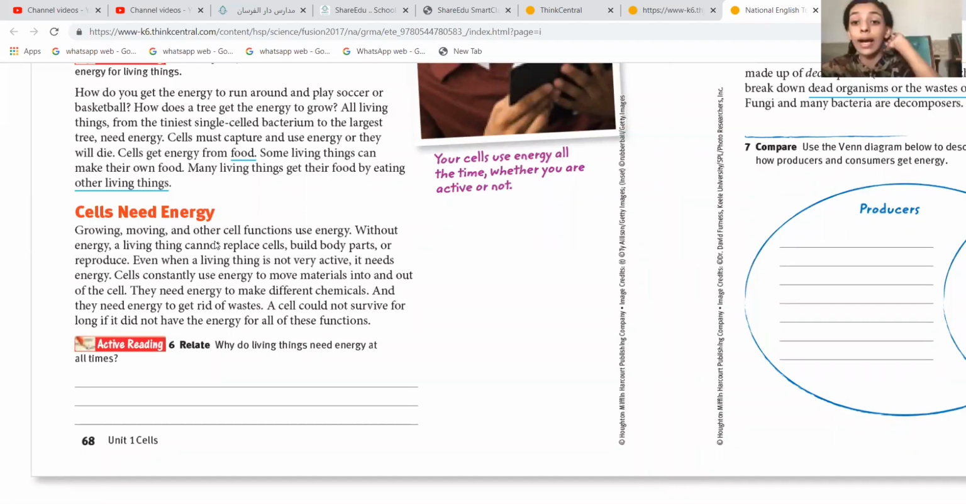Without energy, they cannot build the body. Yes, if there is a cut and they need to build the tissue, of course they need energy. They build body parts or reproduce. Even when a living thing is not very active, it needs energy. Sometimes we are sleeping, we don't need to do any work, but still we need energy.